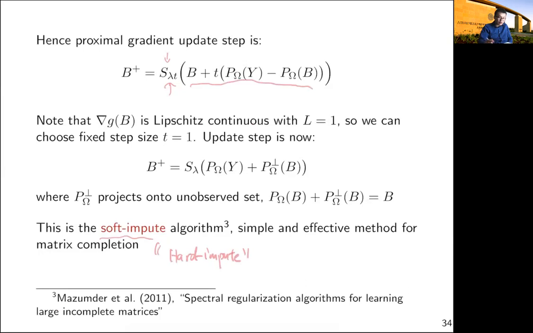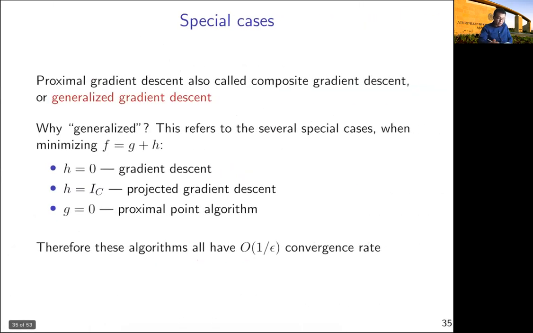But this algorithm called soft impute is essentially just a proximal gradient algorithm, and the convergence guarantees of the proximal gradient algorithm apply here. That gives us a meaningful computational analysis for this algorithm. So proximal gradient descent is also a very general object: when we substitute h and g with specific quantities, we get specialized versions of this algorithm that are known by other names.